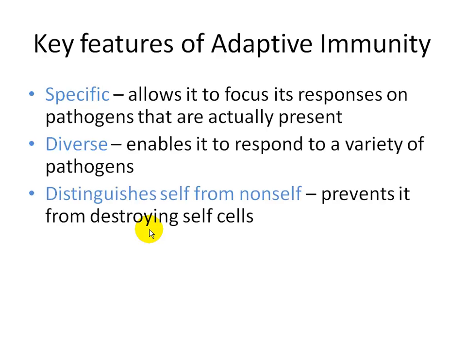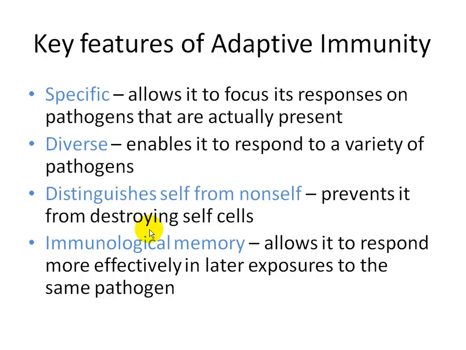First one is that adaptive immunity, if you remember from day 1, is specific. It allows it to focus its responses on a very specific pathogen that's actually present in the body. It is diverse and enables the body to respond to a variety of pathogens. It distinguishes self from non-self, so it prevents it from destroying self cells. And it has immunological memory. It allows it to respond more effectively if it happens again. If you get that same pathogen again, the body will remember and react faster.